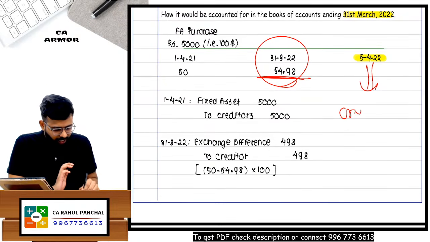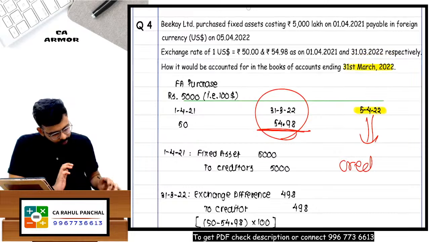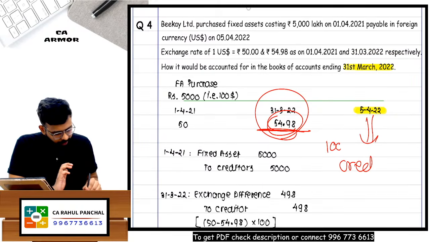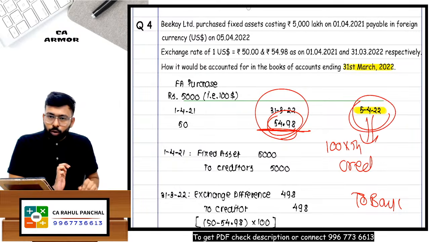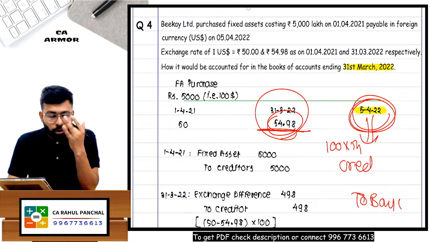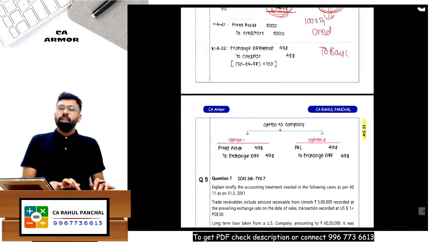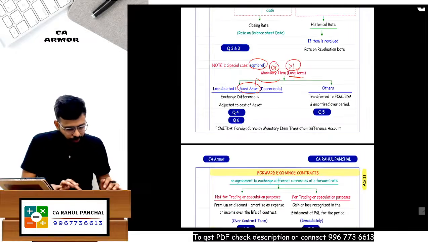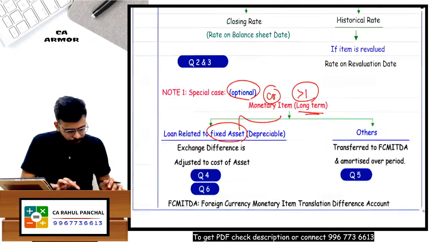Creditor account, again, whatever is the value, this must be the value: 100 into 54, and I need the exchange rate for the bank. I need the exchange rate. What was the exchange rate, which is also not available in the question? Okay, chalo. So question number 4 is done. There is one more question for that matter that we will do.